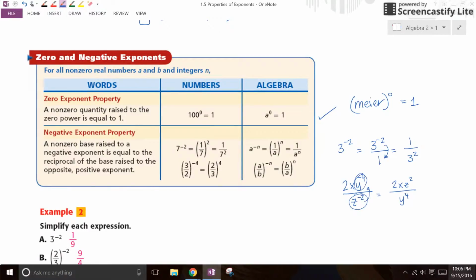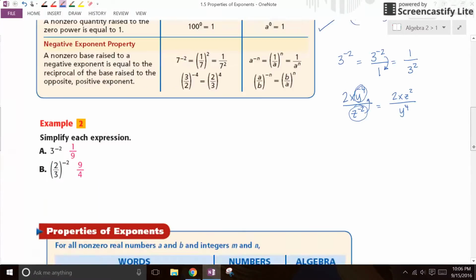All right, what are we going to do with these exponents then? So if I go, I lost my screen there.